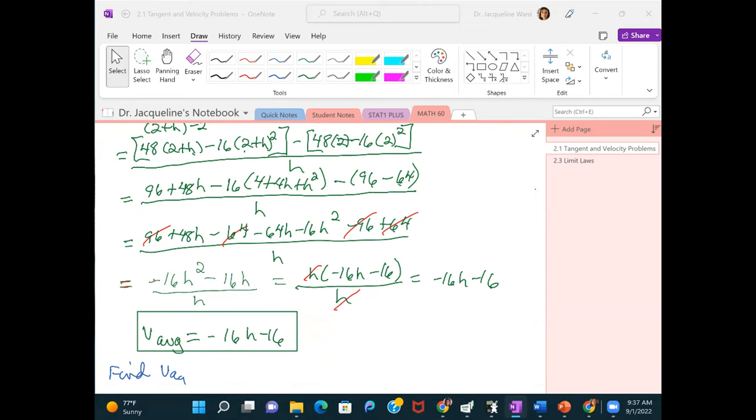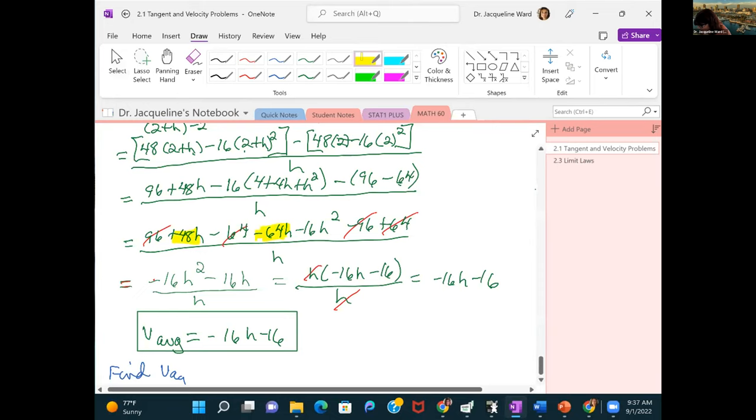I have a question: will the 48H also be faster? And no, I just combined those two to get the minus 16H. Yeah, no worries.